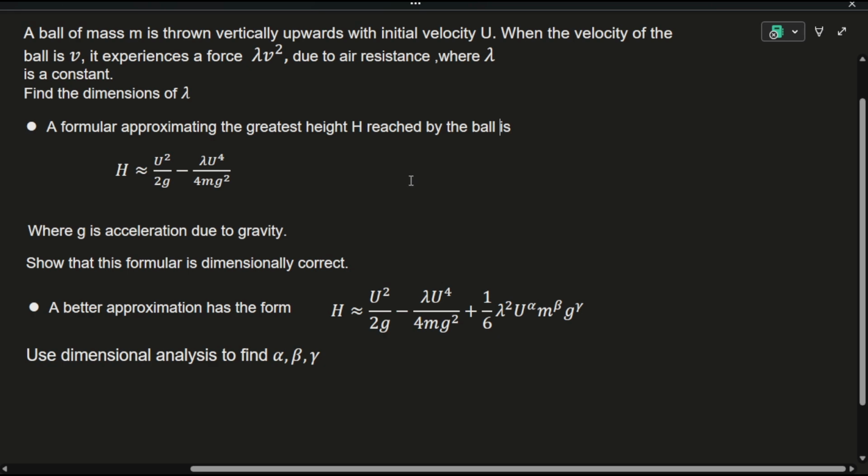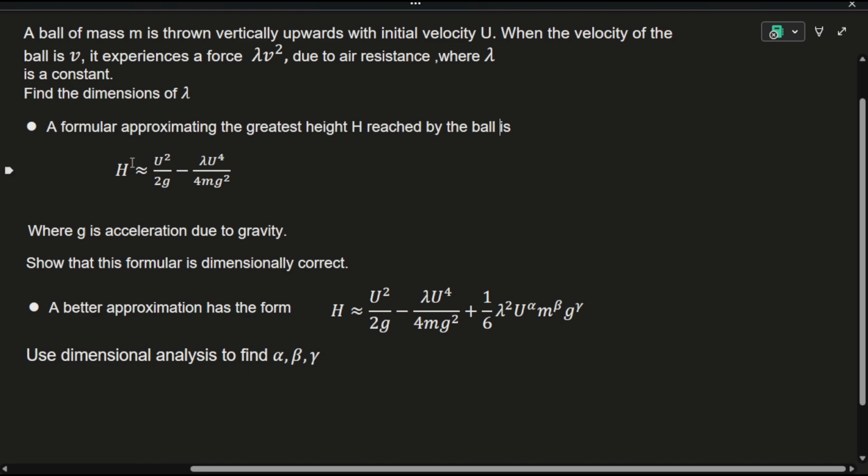In this video, we'll look at a question on dimensional analysis. A ball of mass m is thrown vertically upwards with initial velocity u. When the velocity of the ball is v, it experiences a force lambda v squared due to air resistance, where lambda is a constant. Now we are expected to find the dimensions of lambda. Now this is the first part of the question.